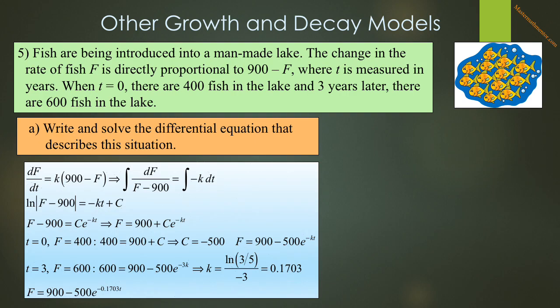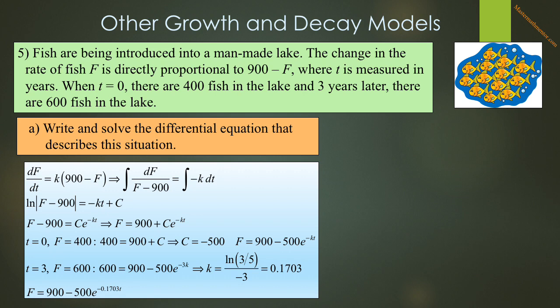Our differential equation is df dt is equal to k times the quantity 900 minus f. We will write that, multiplying both sides by -1, to get the integral of df over f minus 900 is equal to negative k dt. Integrating, we get the natural log of the absolute value of f minus 900 is equal to negative kt plus c, and therefore f minus 900 is equal to c e to the negative kt, and therefore f is equal to 900 plus c e to the negative kt.